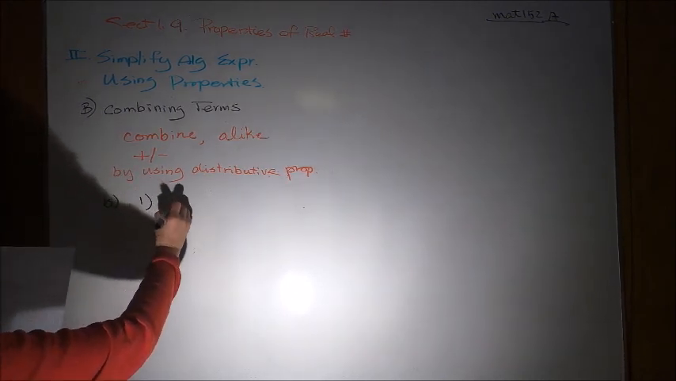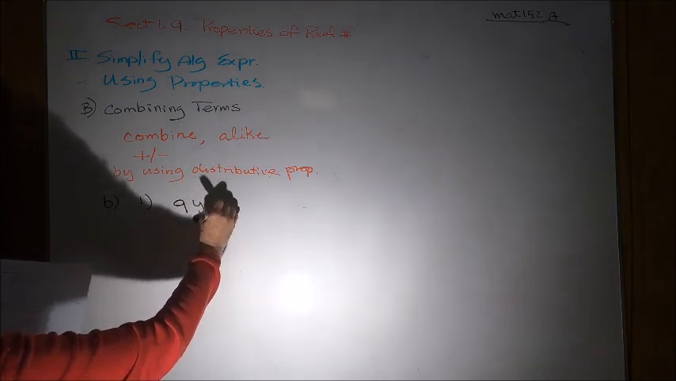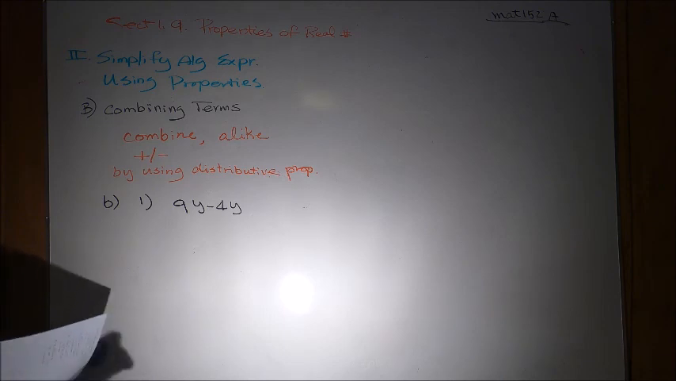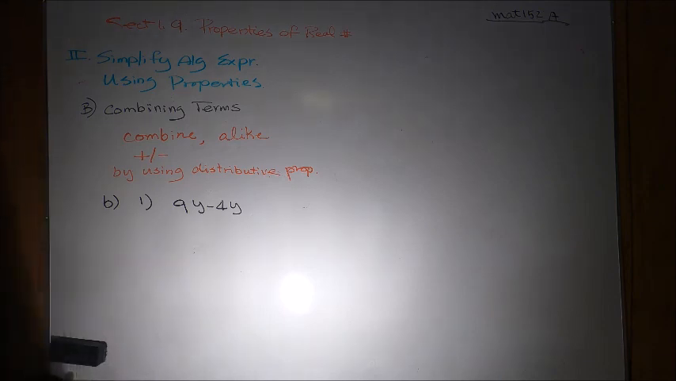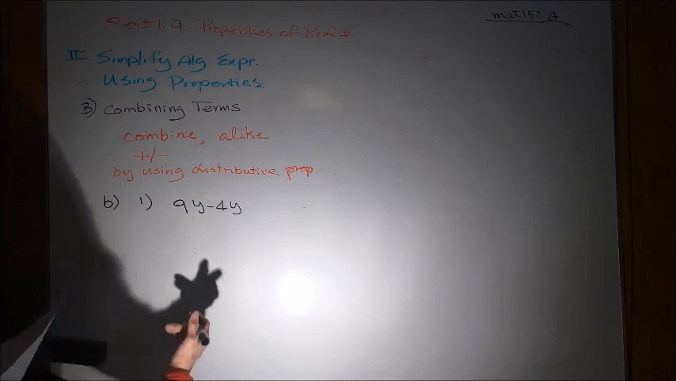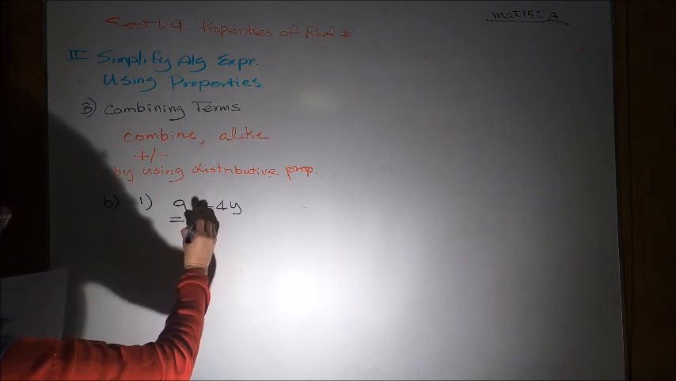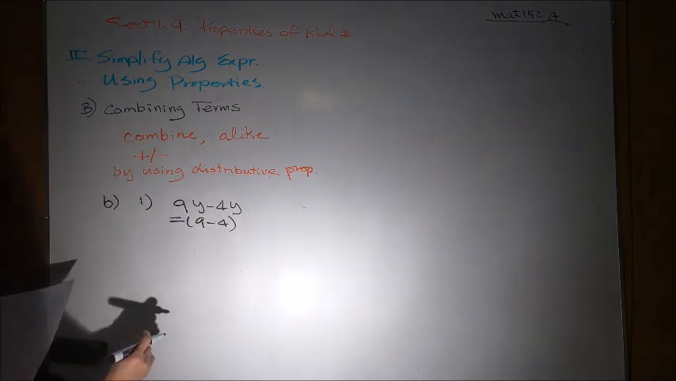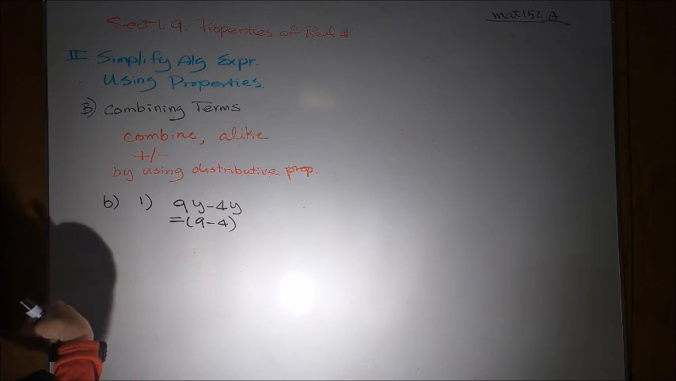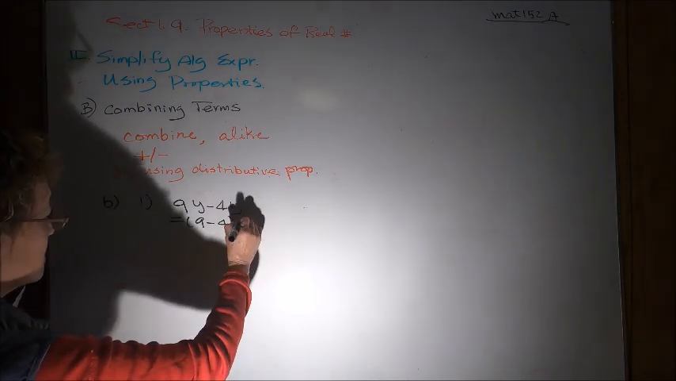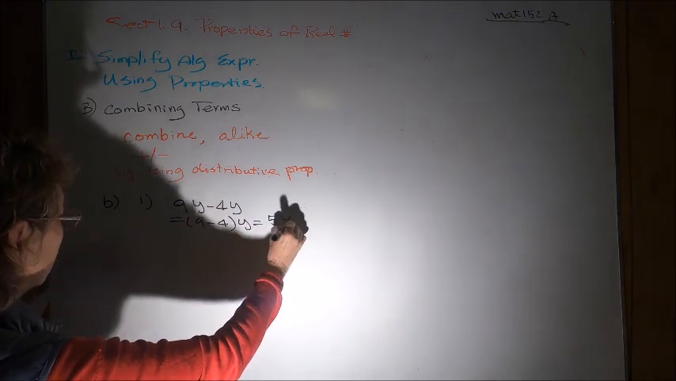So the first one, you have 9y minus 4y. What do you think you would do? Unconsciously you will think, oh, 9 minus 4 is 5. You will have 5y. So you already think about the distributive property, not unconsciously, subconsciously, right? 9 minus 4 of y, so you say I have 5y.